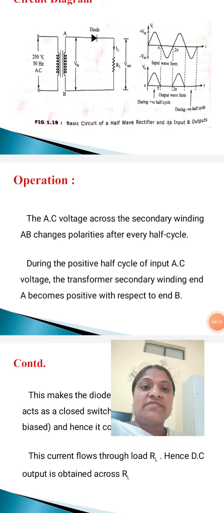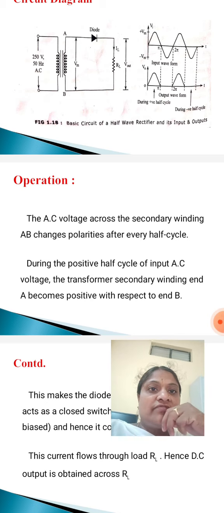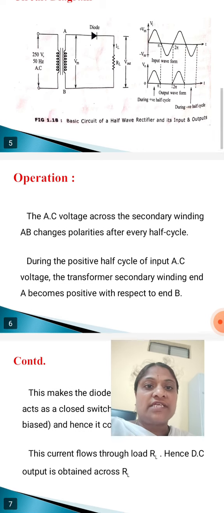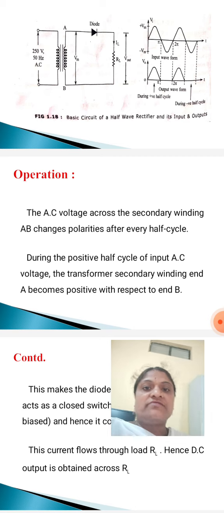During the positive half cycle of AC input signal, observe the input waveform. The input waveform is a sine waveform. 0 to pi is the positive half cycle, pi to 2 pi is the negative half cycle, 2 pi to 3 pi is again positive and 3 pi to 4 pi is negative. Observe the output waveform: only the positive half cycle. During the positive half cycle it conducts, that's why the waveform is present. What about the negative half cycle? It is suppressed, clipped off.